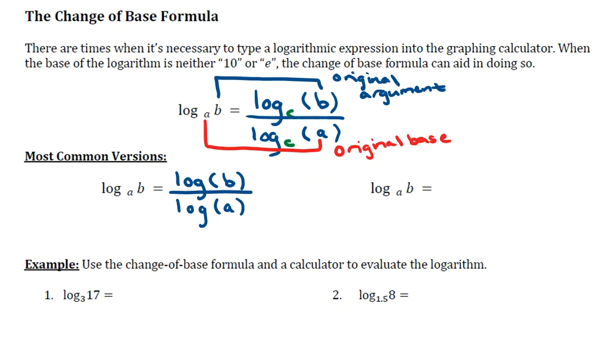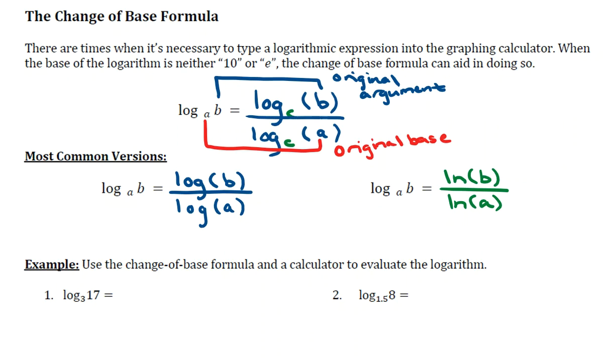The natural log version, which would be the other common version, follows a similar suit, only this time it's going to use the ln notation. So if you wanted to use the natural log version of this, here's how it would look: the natural log of the original argument b, all on top of the natural log of the original base a. Now, surprisingly, it doesn't matter which of these two versions you use. You will wind up with the same value once you punch it into the graphing calculator.